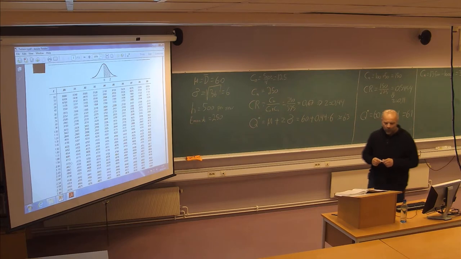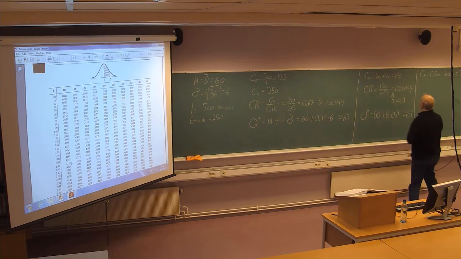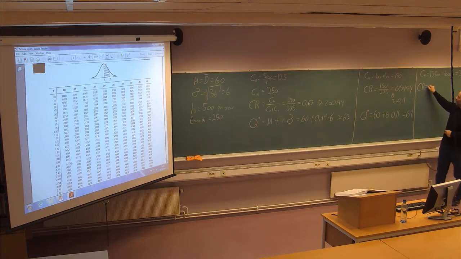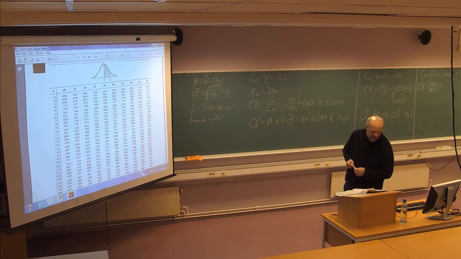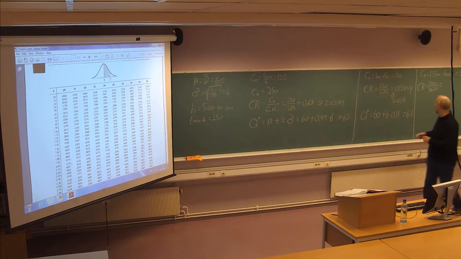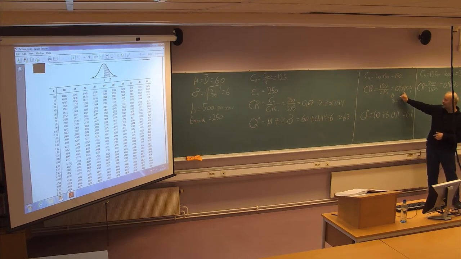So now, with an underage cost of $3,500, the critical ratio will be 3,500 divided by 3,500 plus 125, that is 3,625, which is approximately 96%, 96.55%. And now we can see that this is a much higher critical ratio than we have seen earlier.